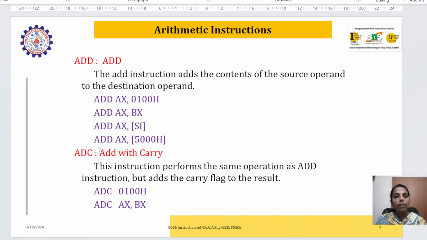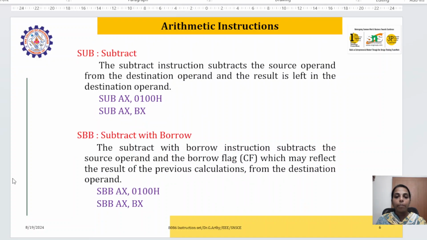Then we have another instruction, add with carry. If the data we are giving is a large data, that is, if it has carry, then we can use the command ADC. If we are not using ADC and are using ADD, then we'll be using counter registers to increment the carry separately. So rather than that, using ADC will be a good choice. The syntax for ADC is also mentioned here.